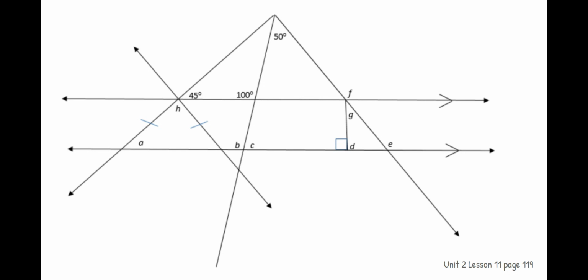Follow along on page 119 in your book. Fill in the chart as we go. We will be finding the measures of all of these angles that are labeled with letters.